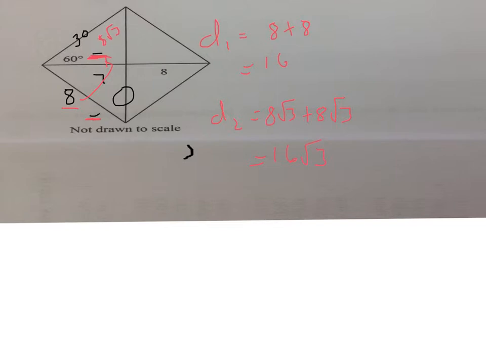Okay, so I have my diagonals. The formula is d1 times d2, so I'm simply just going to go 16 times 16 radical 3 divided by 2. I'll let you do the math on that, but that's how you do it.